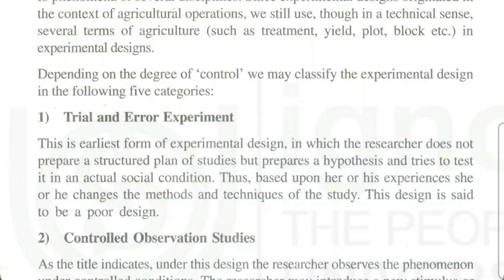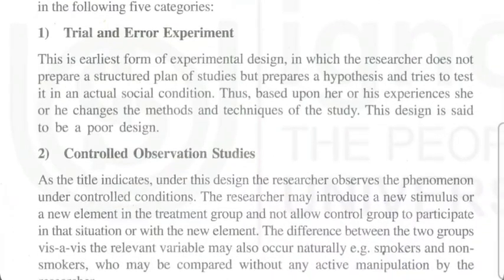Depending on the degree of control, we may classify the experimental design in the following 5 categories. 1. Trial and error experiment. This is the earliest form of experimental design, in which the researcher does not prepare a structured plan of studies, but prepares a hypothesis and tries to test it in an actual social condition. Thus, based upon her or his experiences, she or he changes the methods and techniques of the study. This design is said to be a poor design.